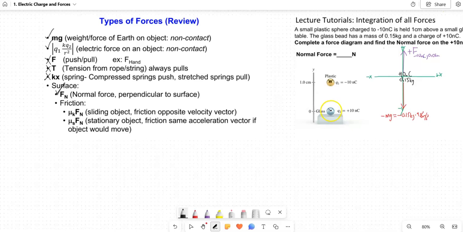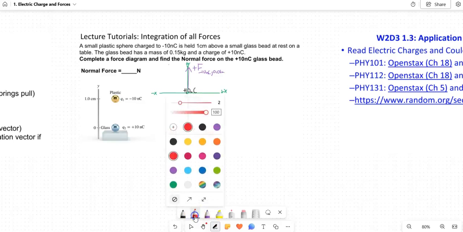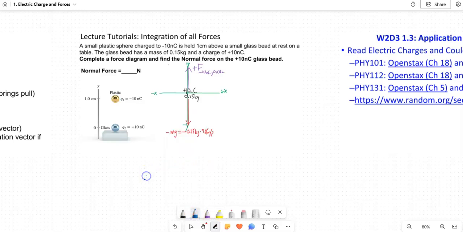But is this object moving left or right, or is it being pulled left or right such that friction will exist? In order for friction to exist, it's got to be moving parallel to the surface, or a force has to be working on it parallel to the surface, in this case in the x direction. So no, there's not going to be any friction. So the only force that's in contact with this blue glass ball is the normal force. I go through that in more detail in the video I've linked to this.